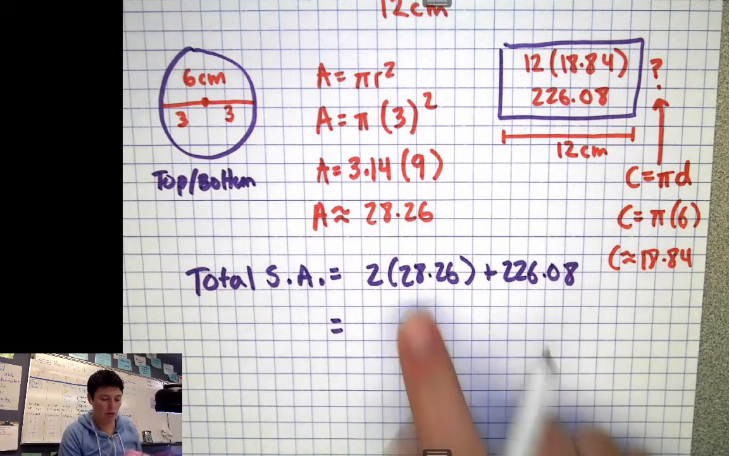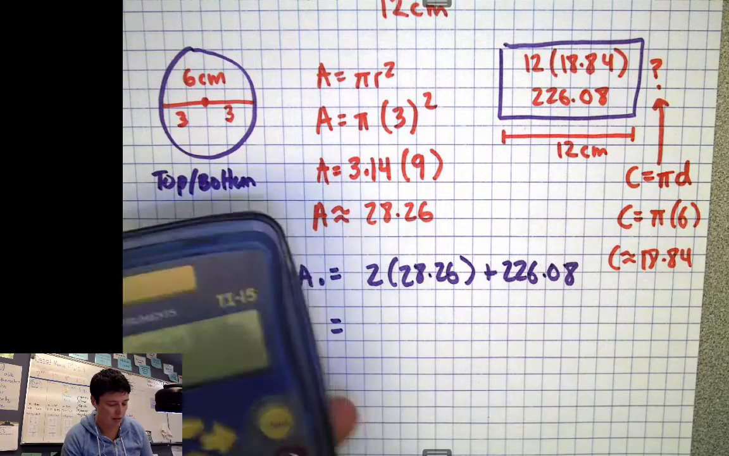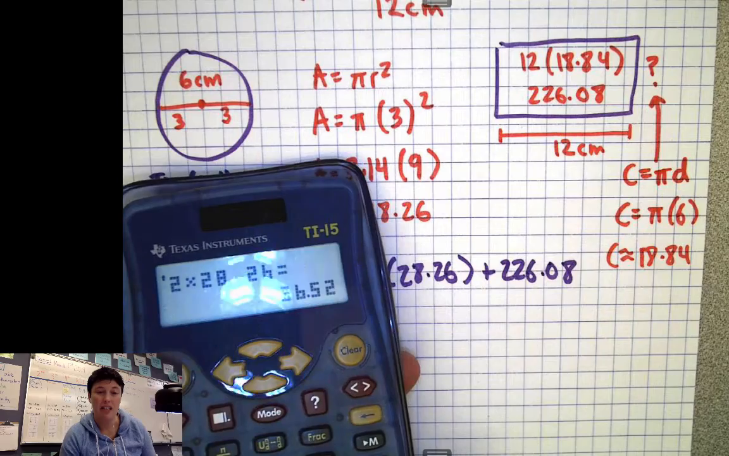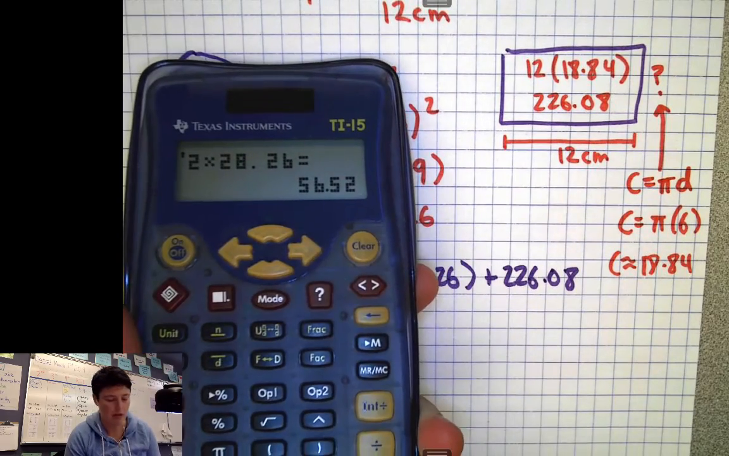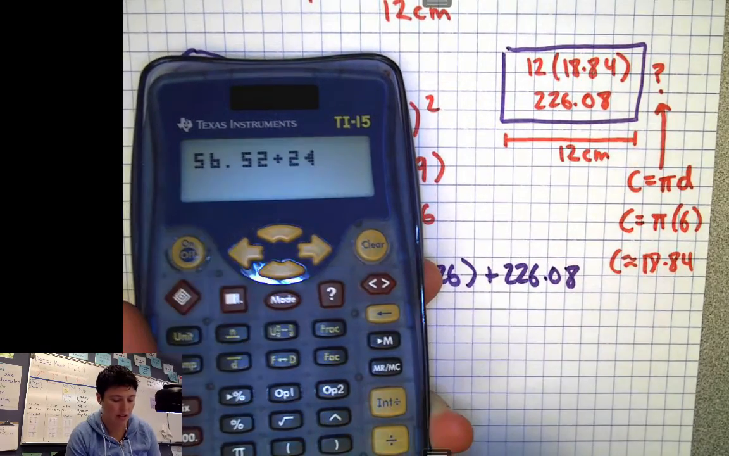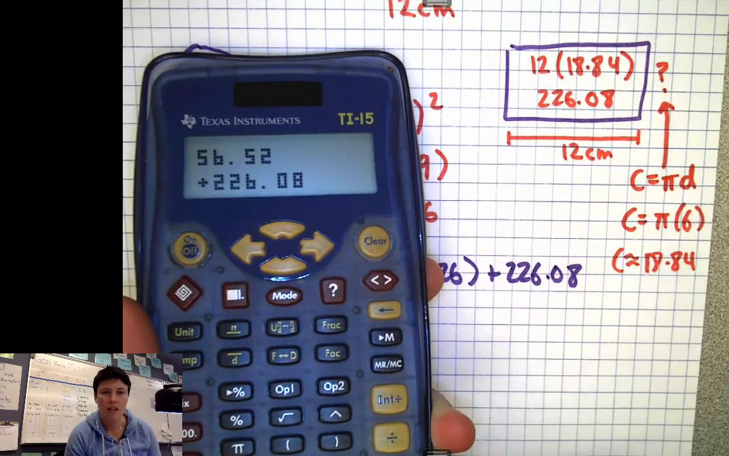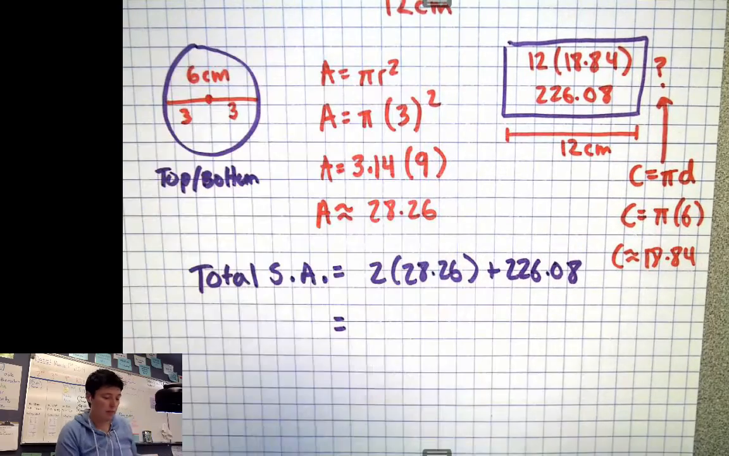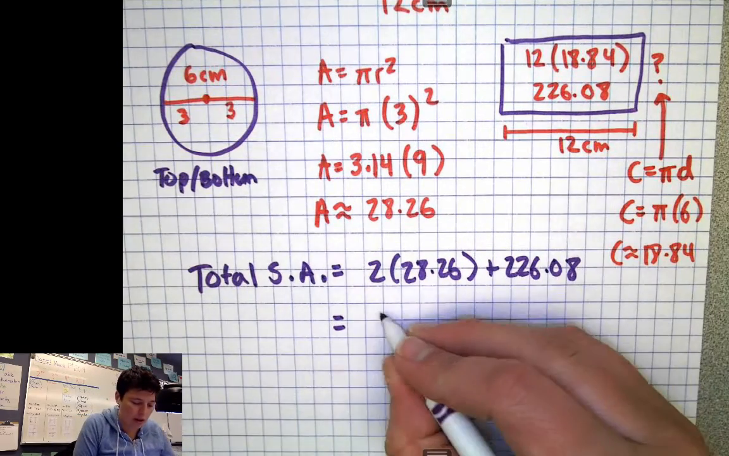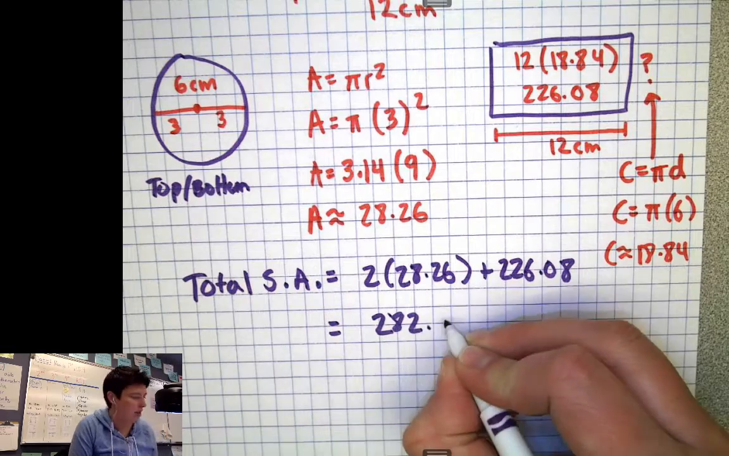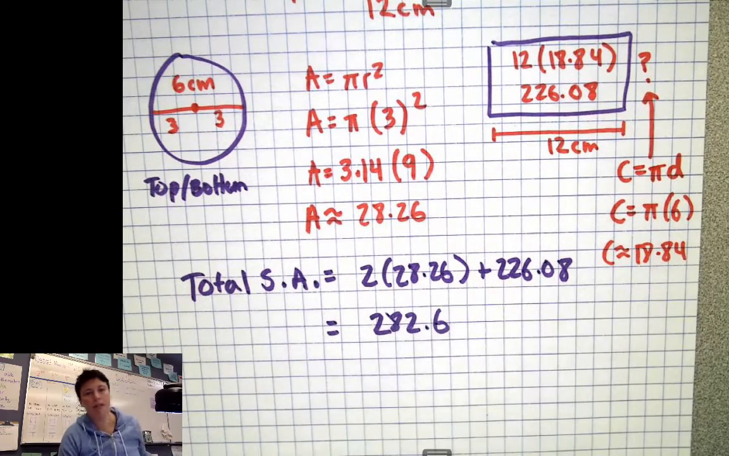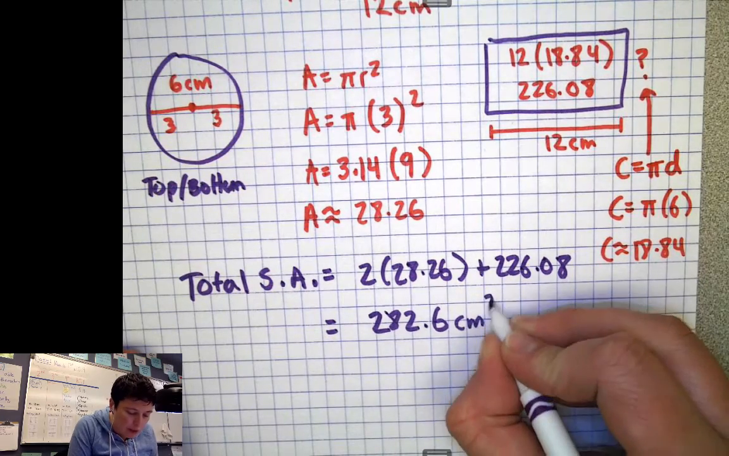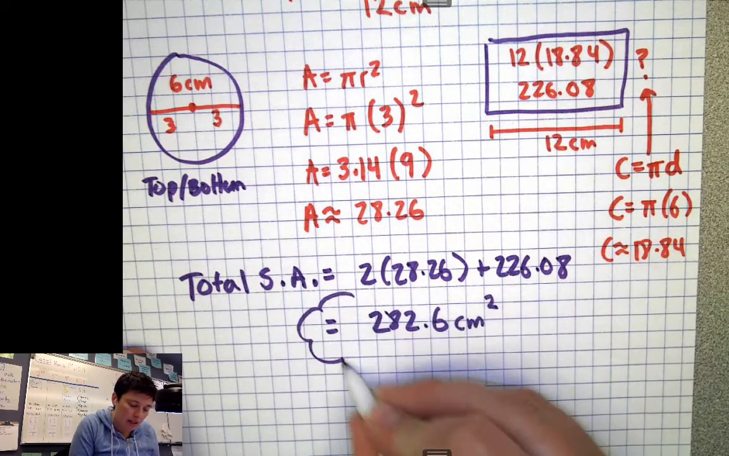So we got to do 2 times 28.26. I get this, 56.52. And then we just got to add that on to the 226.08. Add that all up, and we get our grand total of 282.6. Awesome. So our answer is 282.6. This time we measured everything in centimeters, so we're going to write centimeters squared, and that is our answer. Done.